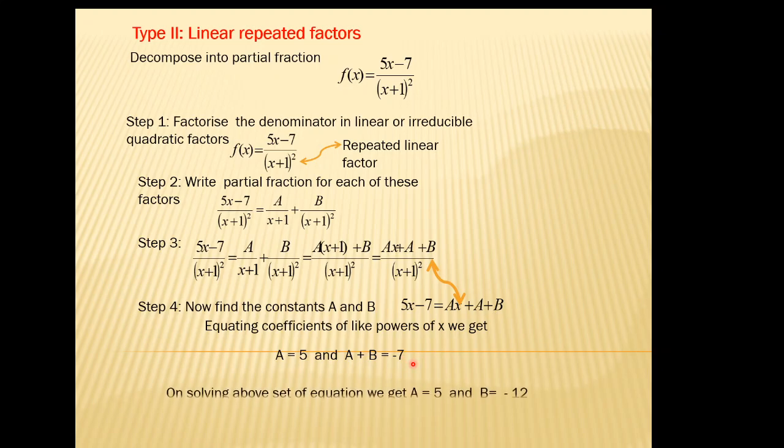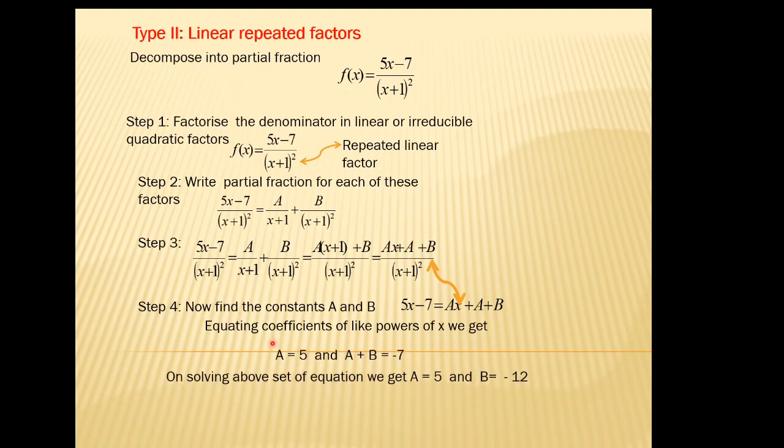So like this we get a equal to 5. Substitute the value of a as 5 in the next equation, and you will get b as minus 12. So we get the partial fraction decomposition for the given expression: 5x minus 7 upon (x plus 1) whole square equals 5 upon x plus 1 minus 12 upon (x plus 1) whole square.